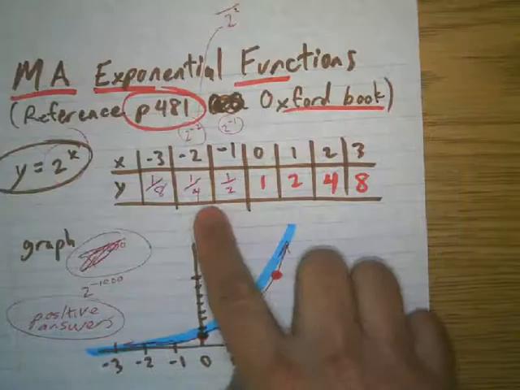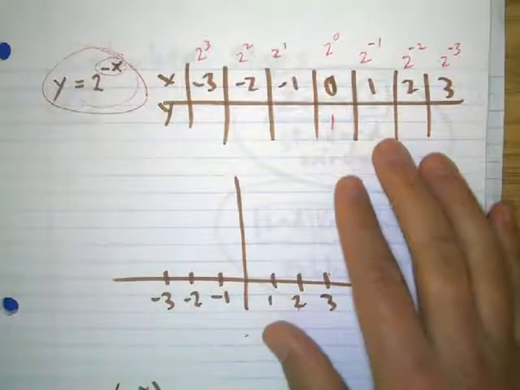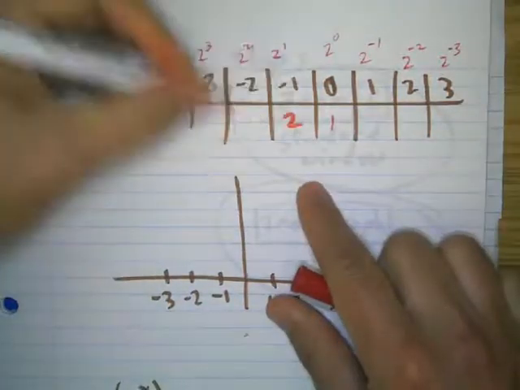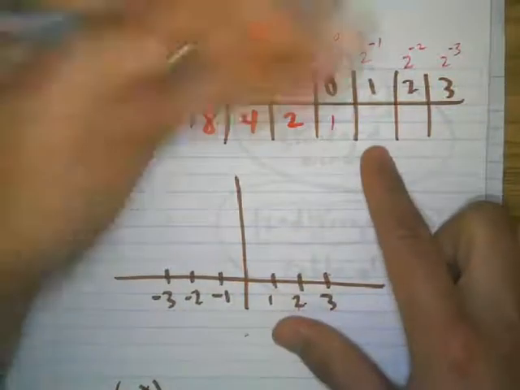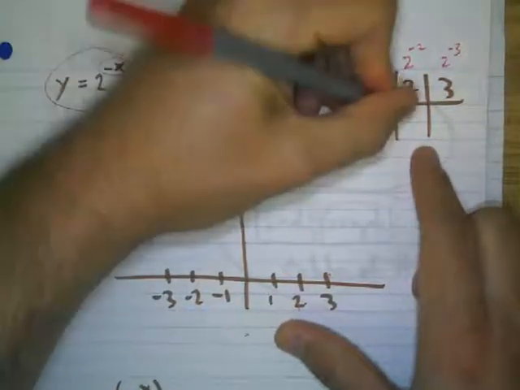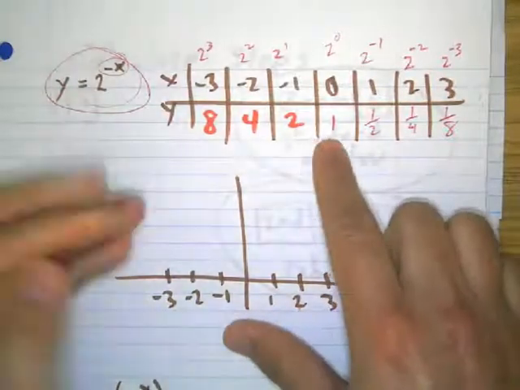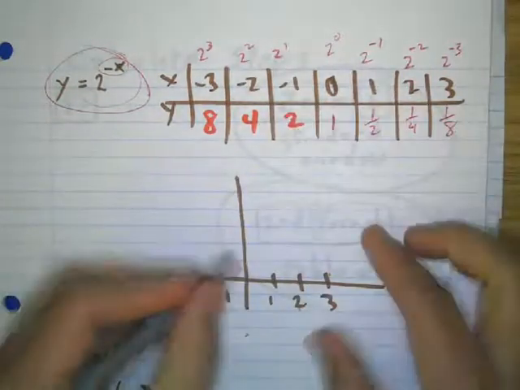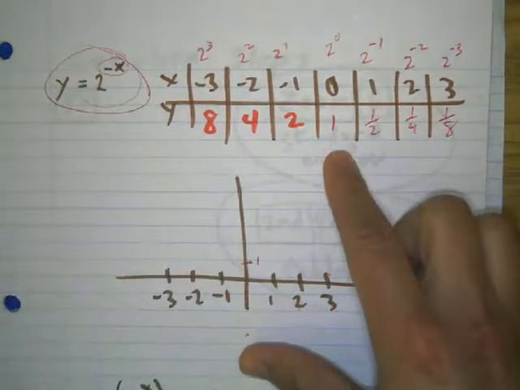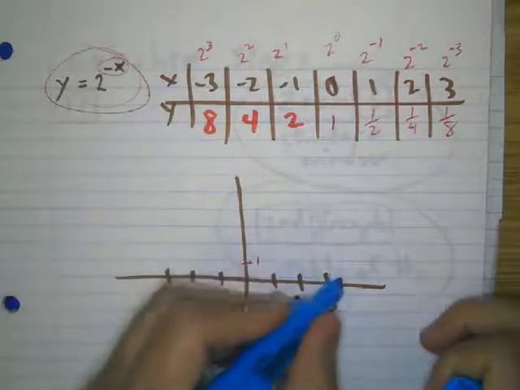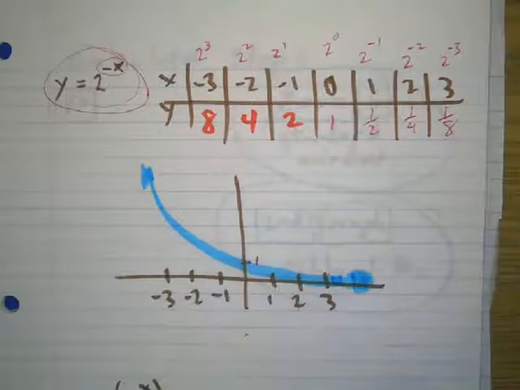Our original table looked like this. So these are going to switch, and so this is going to be 2, 4, and 8, and this is going to be 1/2, 1/4, 1/8. So basically, the graph is going to be flipped, and so here we cross at 1, and the graph is going to be like the other one, except flipped.